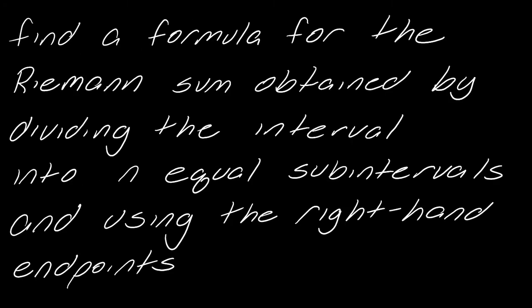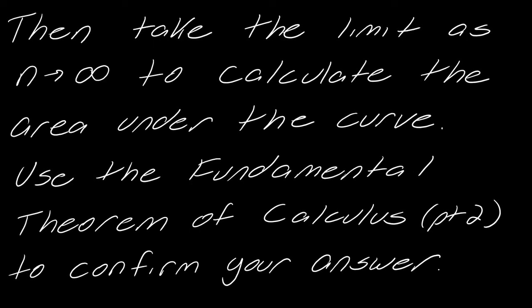So the last 3 problems are asking us to find a formula for the Riemann sum obtained by dividing the interval into n equal subintervals and using the right-hand endpoints. And then take the limit as n approaches infinity to calculate the area under the curve, and then to use the fundamental theorem of calculus part 2 to confirm your answer.